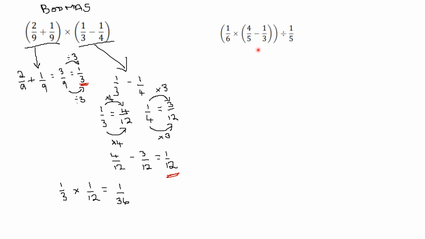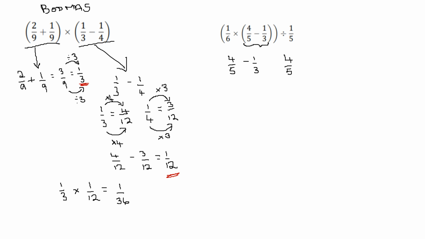Now our second problem, this one may look a little bit confusing because we've got one set of brackets on the outside, but then we've got another set of brackets inside the first set of brackets. We always begin with the innermost set of brackets. So we're going to begin with this calculation. So we're going to begin by doing 4/5 subtract 1/3. So we're going to convert our two fractions into equivalent fractions, and they're going to have a denominator of 15 because our least common denominator, our lowest common multiple, of 5 and 3 will be 15.